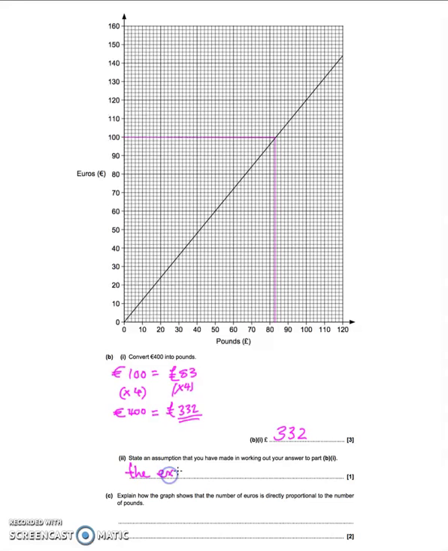The exchange rate stays the same would be the words that get you the mark there.